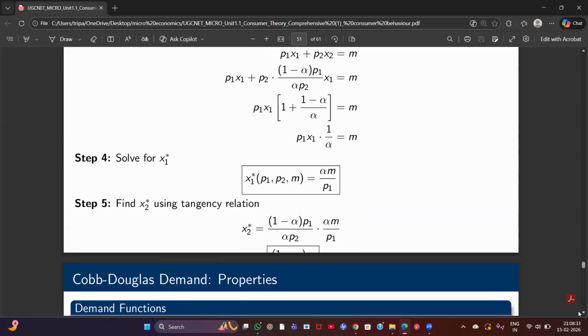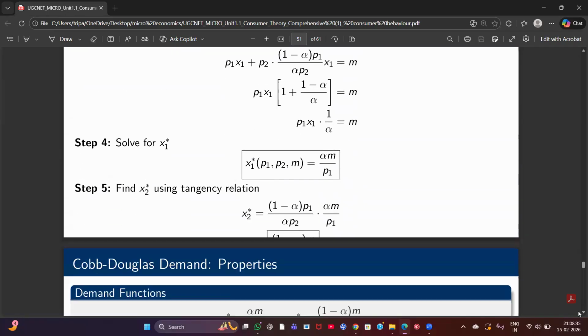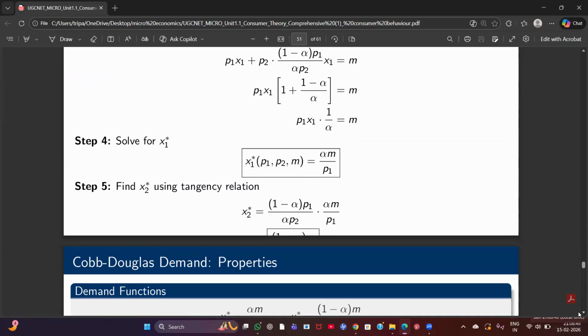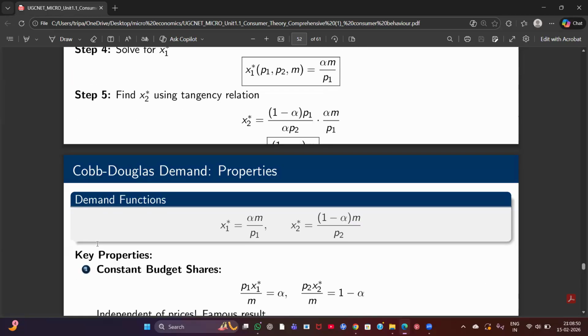The solution is this: x1 star equals alpha into m by p1 and x2 star equals 1 minus alpha into m divided by p2. Here alpha and 1 minus alpha indicate the exponents of x1 and x2. This is my optimal solution. This is my optimal bundle for the CD utility function.